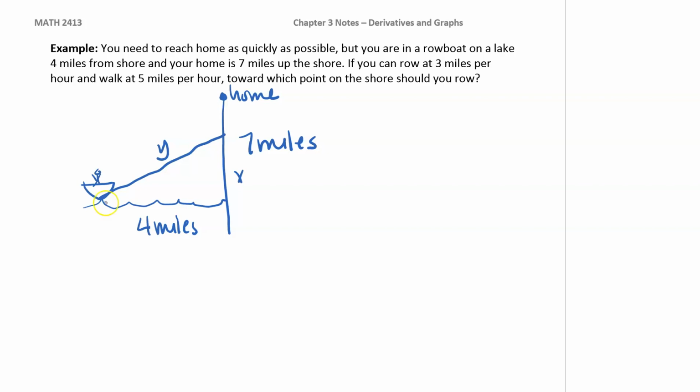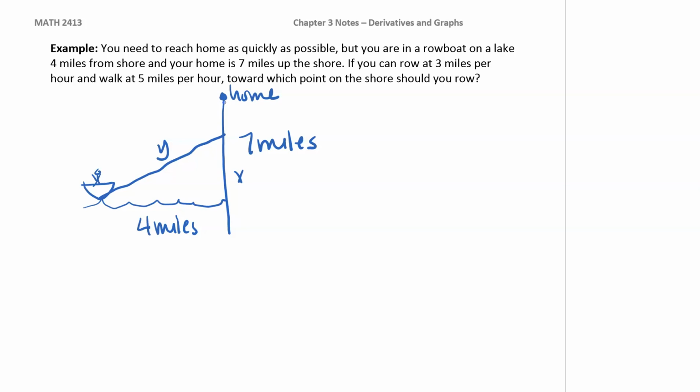We just need to figure out, do we need to row straight back to shore and just walk our way home based on how fast we can walk? Do we need to row a little bit further up the shore and then walk home? And so let's figure out what we're doing from here. If we look at this problem, we can see that it created some sort of a triangle.